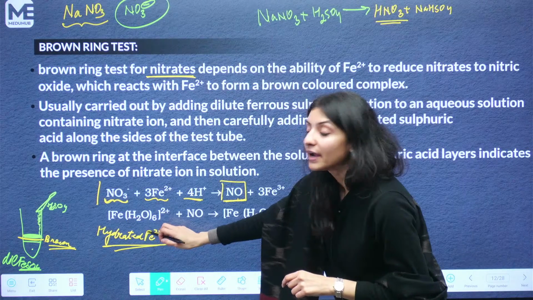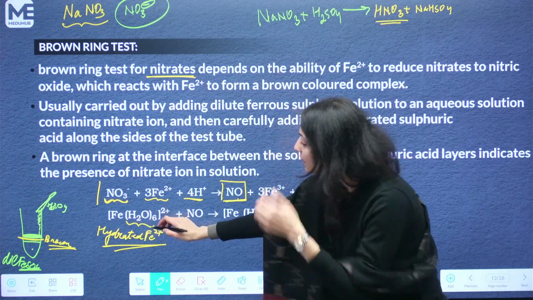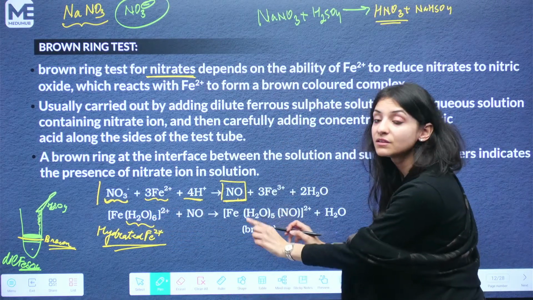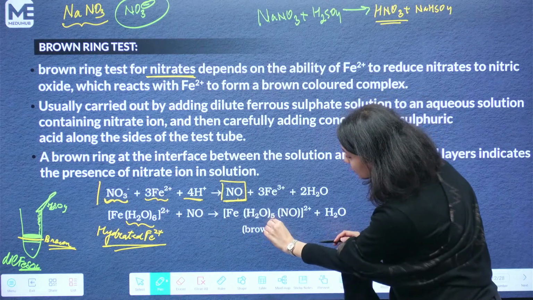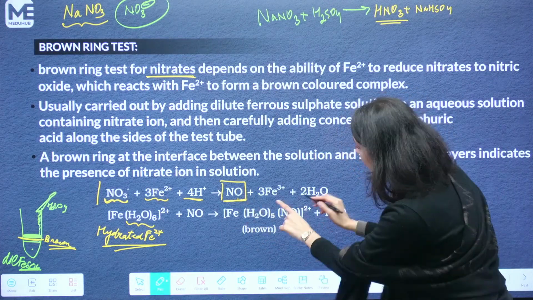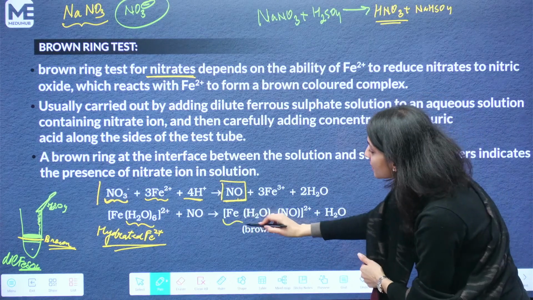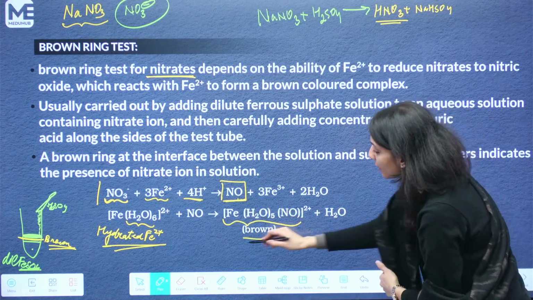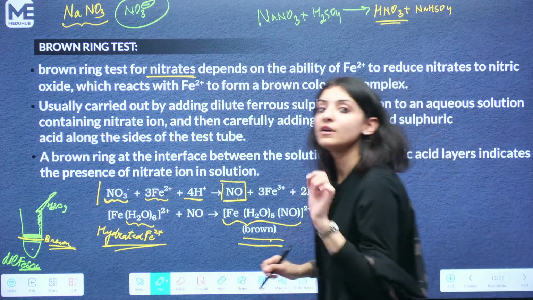सो हाइड्रेटेड आयन में 6 वाटर मॉलिक्यूल्स थे. जो ब्राउन रिंग बनती है विच इज अ कॉम्प्लेक्स विद NO, उसमें 5 वाटर मॉलिक्यूल्स एंड NO है और टोटल कॉम्प्लेक्स पे चार्ज है 2 प्लस. दिस गिव्स द ब्राउन रिंग विच इज द टेस्ट फॉर नाइट्रेट्स.